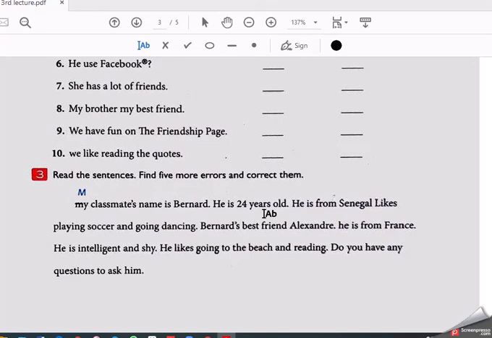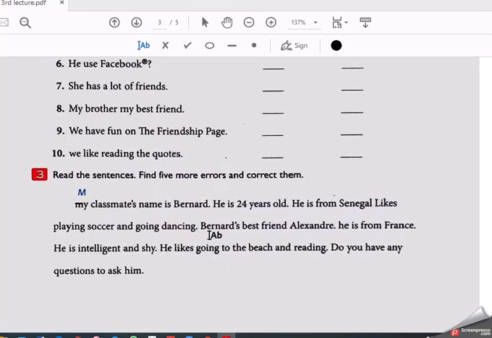He is 24 years old. Dot. This is correct. He is from Senegal. Likes playing soccer and going dancing. This is wrong. We have a verb here, "is," and a verb here, "likes." A sentence should contain only one verb, that's all. I say "He is from Senegal," then I put a dot here, then I say "He likes playing soccer and going dancing."